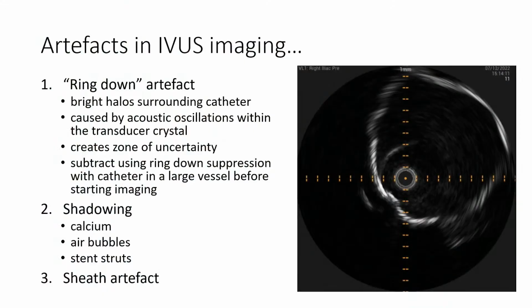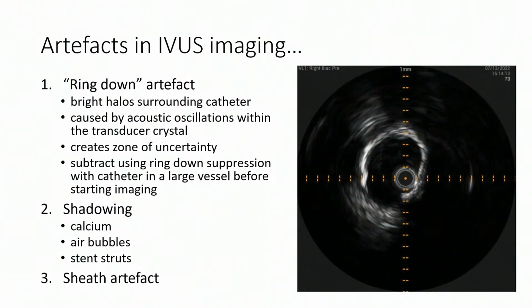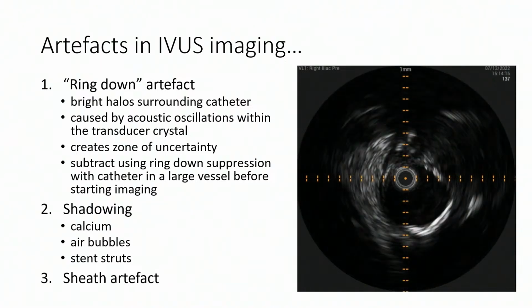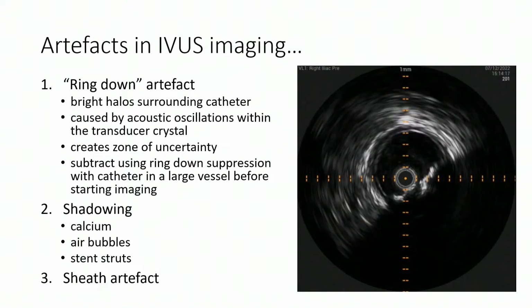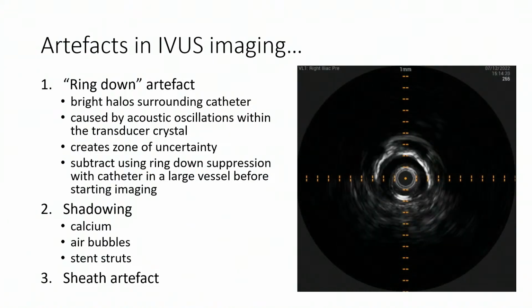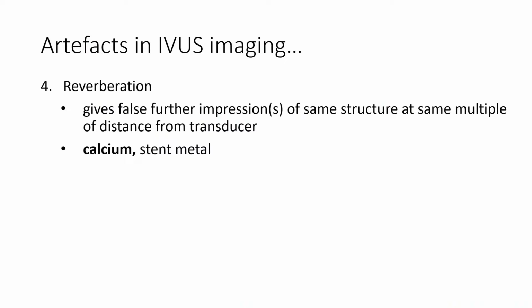Sheath artifact, you'll see at the end of this, you can see through a sheath with IVUS. So there's the IVUS now in the sheath. You can see a double layer of the sheath wall, but you can still get a perfectly adequate assessment of the vessel around the sheath, as you can see on there. I'll just let that run around again into the sheath, but you can still see the tightly stenosing calcium there.